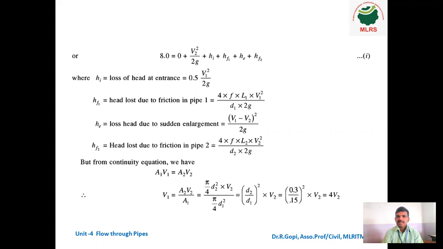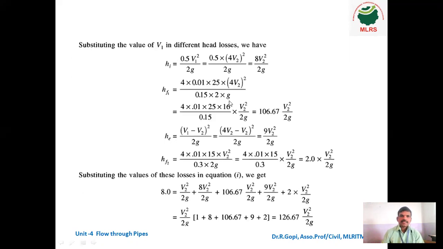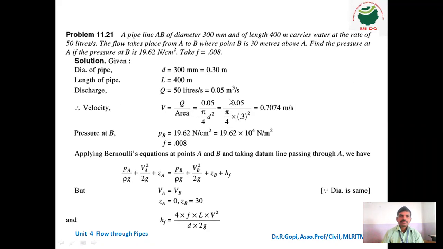In this problem, they gave sudden expansion or sudden enlargement. The loss of head due to friction is common and will come in all the problems. But sudden expansion, sudden contraction, sudden obstruction are all based on the situation in the problem. So in this problem, sudden enlargement is there, so you have to apply the sudden enlargement formula. Next, we will move to the next problem.